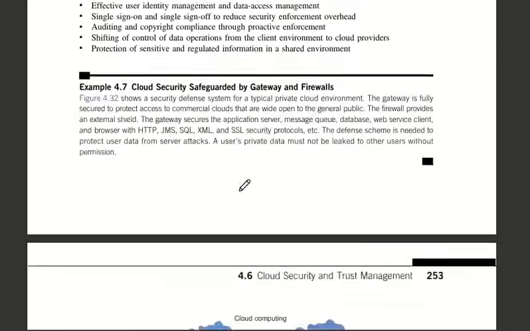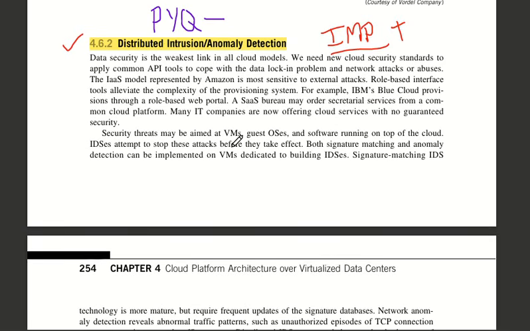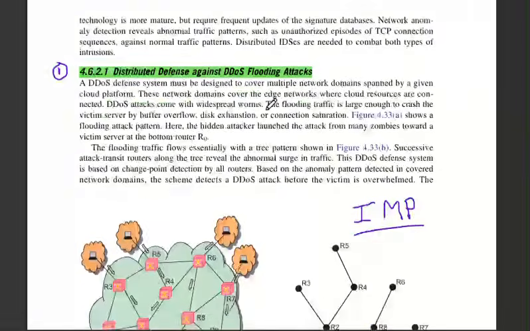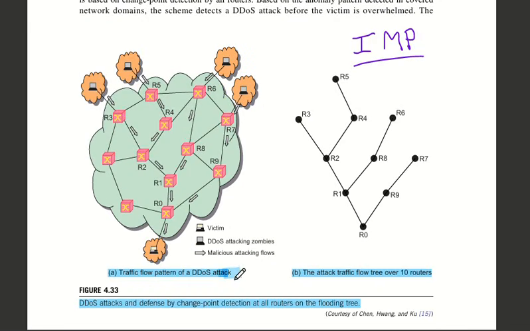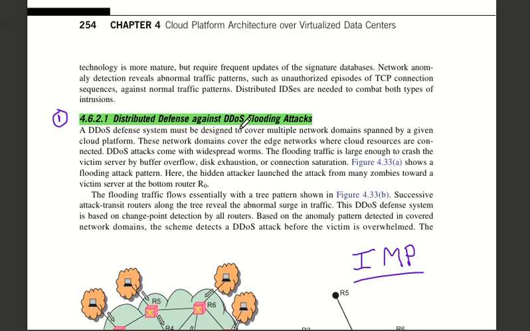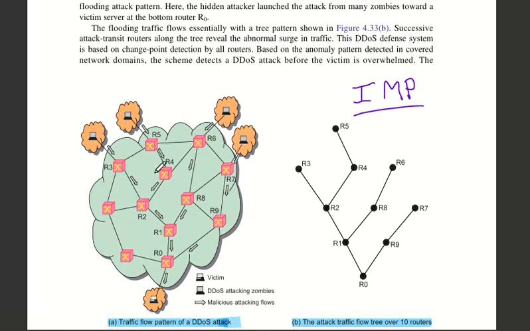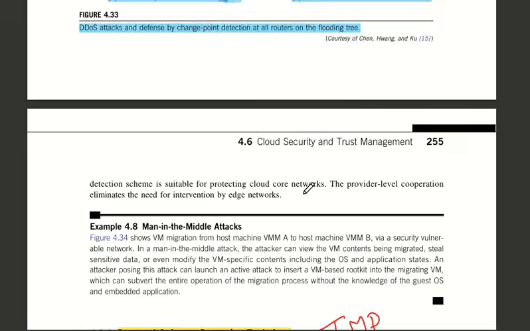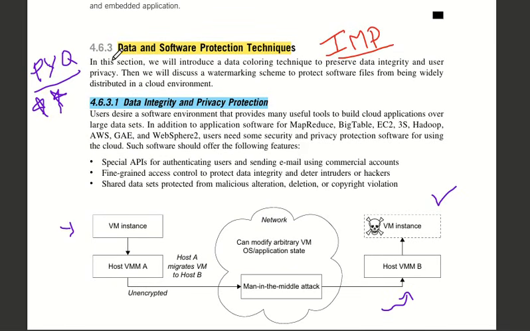They have been using these. Moving on to the next topic, distributed intrusion and anomaly detection. This question is also asked. When they ask you to explain distributed anomaly detection, you need to explain this diagram itself: the traffic flow pattern of a DDoS attack and the attack traffic flow tree over the routers. See, distributed defense against a DDoS flooding attack. Just remember this diagram.